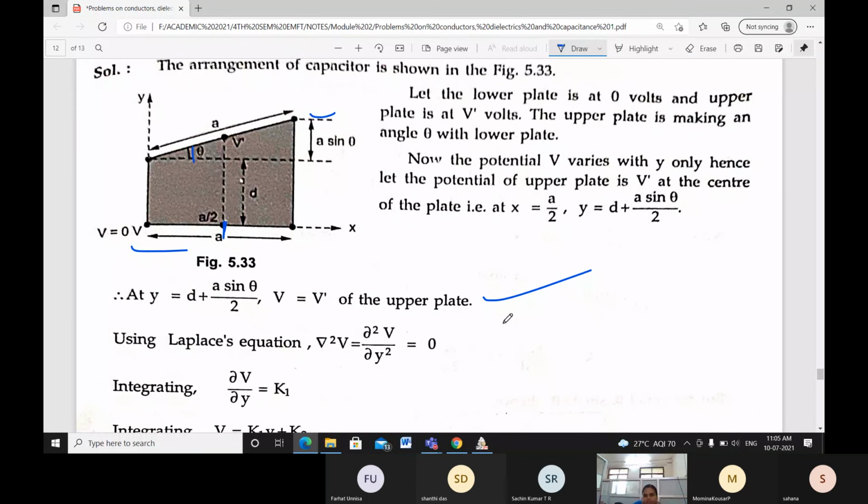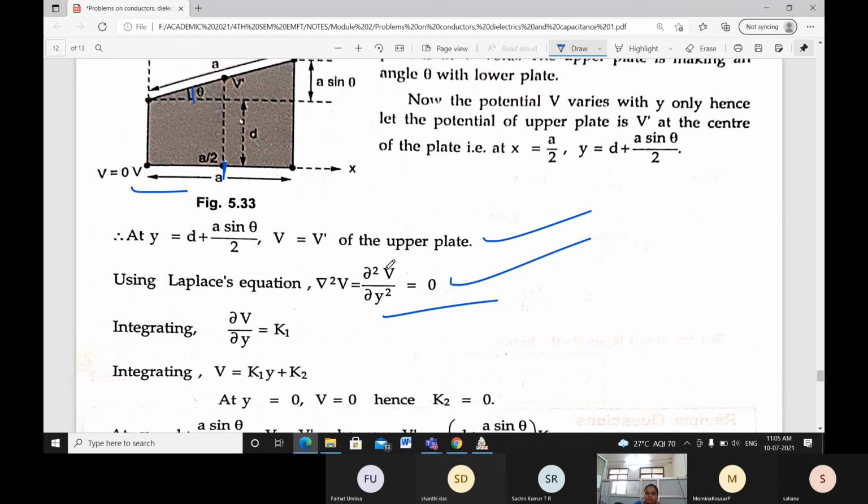By using the Laplace equation, that is del square of V, which is dou square V divided by dou y square, it should be 0. That's what he is telling. We proposed a Laplace equation, and we came to know that part. Then what are we going for? Integrating two times so that I can get V. Integrating once, you'll get a constant k1, and integrating again, V is going to be k1 into y plus k2.